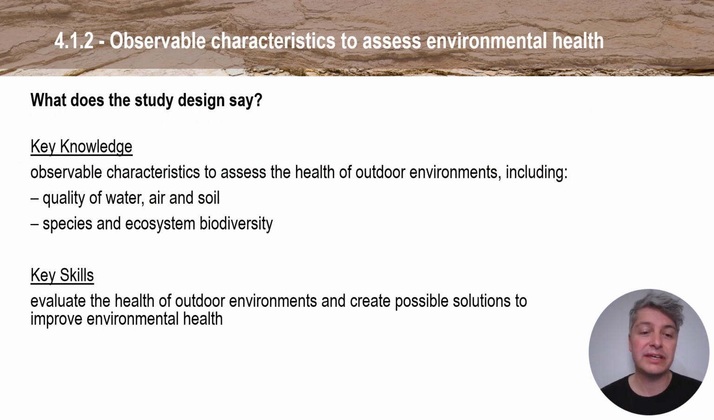If we just have a look here at the key knowledge first, it's observable characteristics to assess the health of outdoor environments. So we're looking at the quality of water, air, and soil, and then we're looking at species and ecosystem biodiversity. Because these are listed in the study design, you could essentially get a question that asks you specifically about one of those. So the one to just be mindful of there is around the biodiversity stuff.